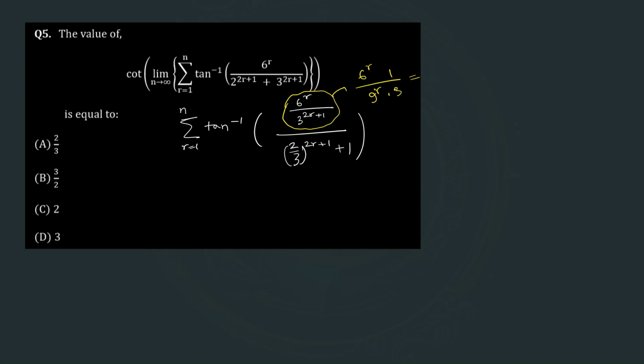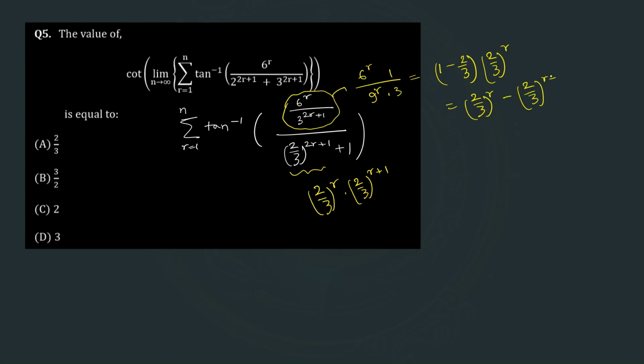Why we have to write this? Because if we observe this term, we can write this 2 by 3 whole to the power 2r plus 1 as 2 by 3 whole to the power r times 2 by 3 whole to the power r plus 1. And the difference of these two terms we have to create in the numerator. So we can write this as 1 minus 1 by 3 times this, we can write simply as 2 by 3 whole to the power r. So this will be equal to 2 by 3 whole to the power r minus 2 by 3 whole to the power r plus 1.